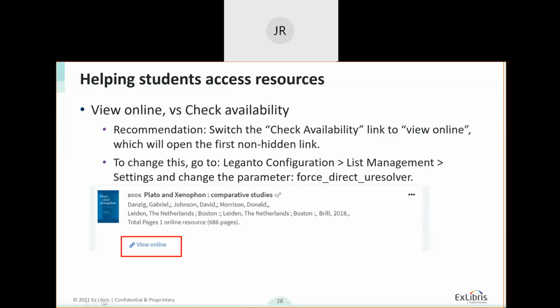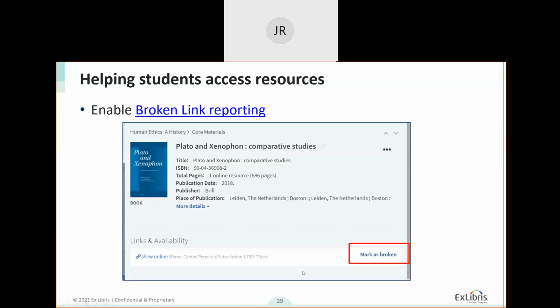And then the other one that can really help with students is to enable the broken link reporting. I know that many of you also already have this one, but this is the option for students to mark a link as broken, and that feeds into a task for the library to take a look at. It's a really great way to get that feedback from students, potentially instructors as well, about what's working and what isn't working. As I said before, if students are having trouble accessing their resources, that's definitely going to impact the instructor experience.